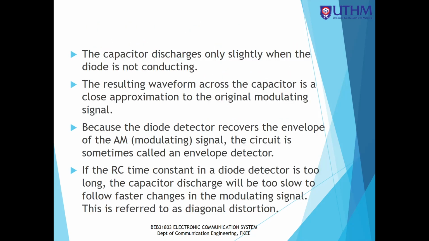The capacitor discharges only slightly when the diode is not conducting. The resulting waveform across the capacitor is a close approximation to the original modulating signal. Because the diode detector recovers the envelope of the AM signal, the circuit is sometimes called an envelope detector. If the RC time constant in the diode detector is too long, the capacitor will discharge too slowly to follow the faster changes of the modulating signal. This is referred to as diagonal distortion.